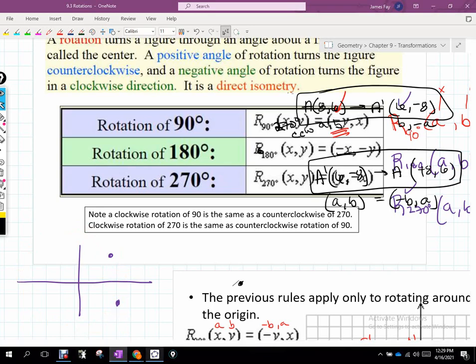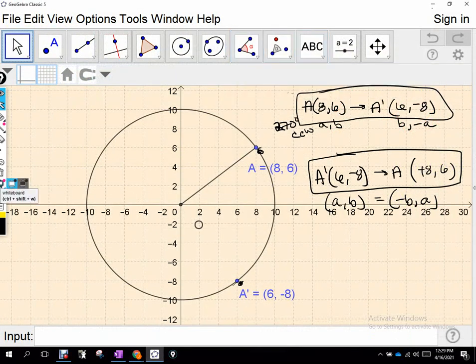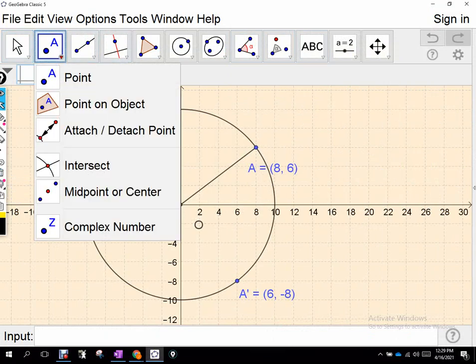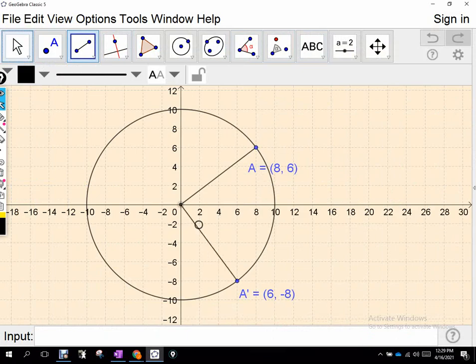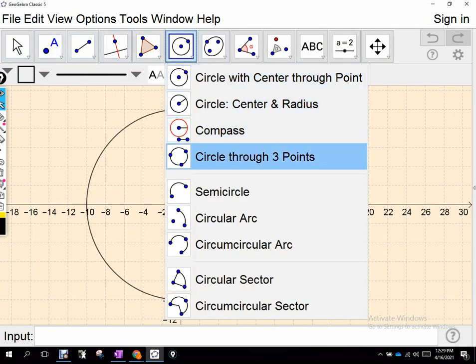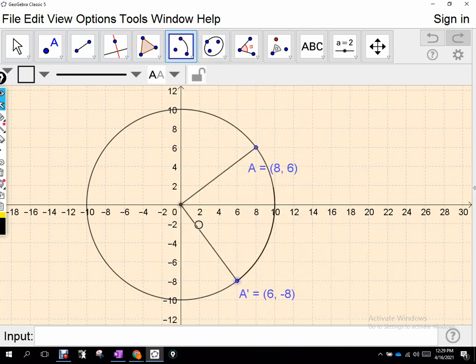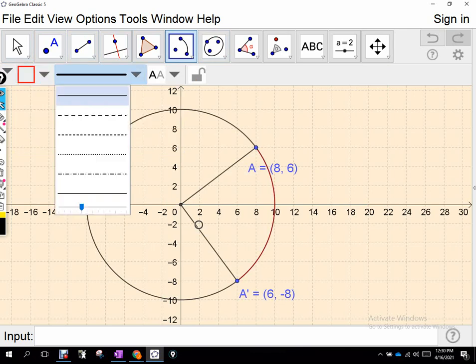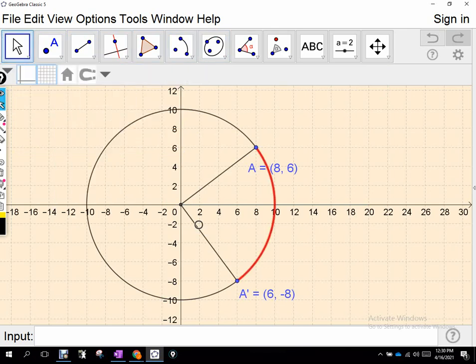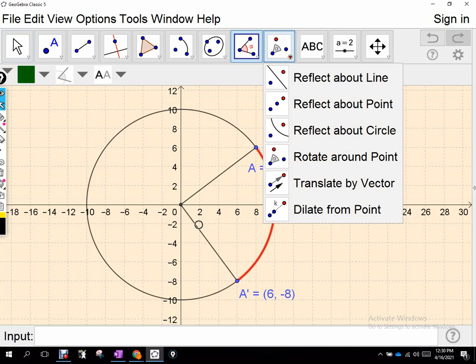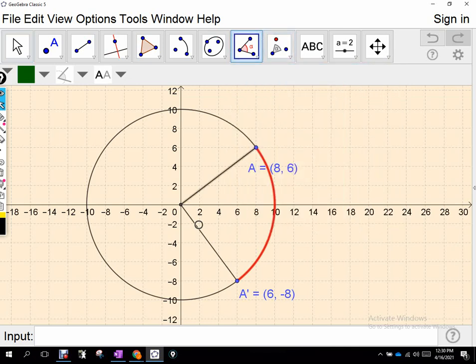All right, so let's say that we want to go from A to A prime. A be my pre-image, A prime be my image, and I want to go counterclockwise. That then is showing us that this angle there is 270 degrees, right? So I can apply the 270 degrees if I want to go counterclockwise from A to A prime.